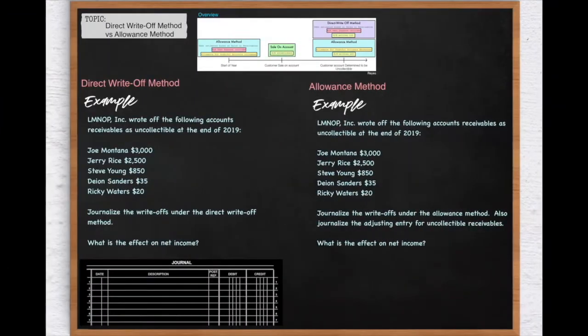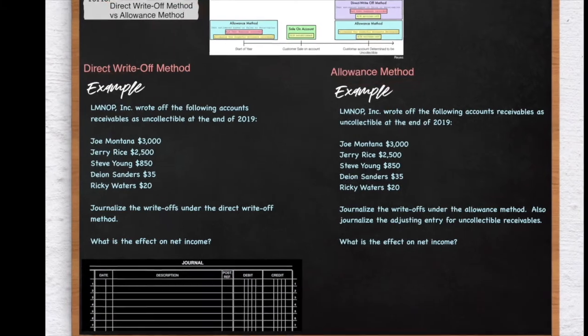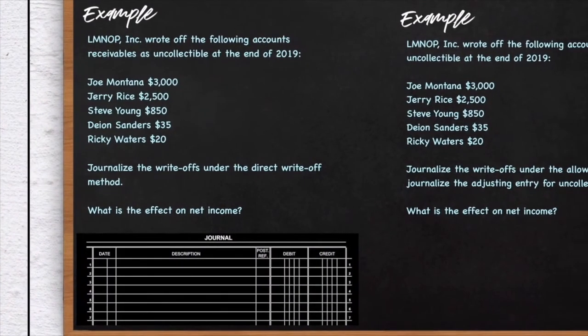Next, we're going to go over another example so we can contrast the direct write-off method versus the allowance method. Again, these methods are accounting methods to write off uncollectible accounts stemming from accounts receivable, or from customers. So here is my example. LMNOP wrote off the following accounts receivable as uncollectible at the end of 2019. So these are our customers right here: Joe Montana, Jerry Rice, Steve Young, Deion Sanders, and Ricky Waters. All those customers did not pay. Next to them are their open accounts. Journalize the write-offs under the direct write-off method. What is the effect on the net income?